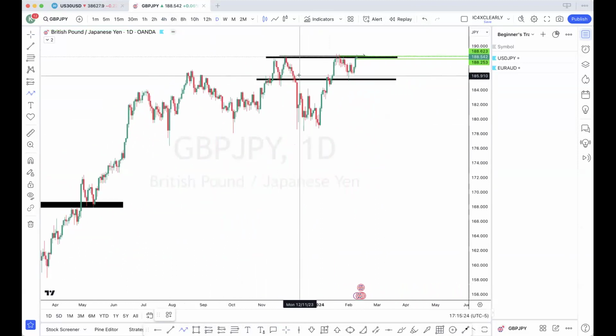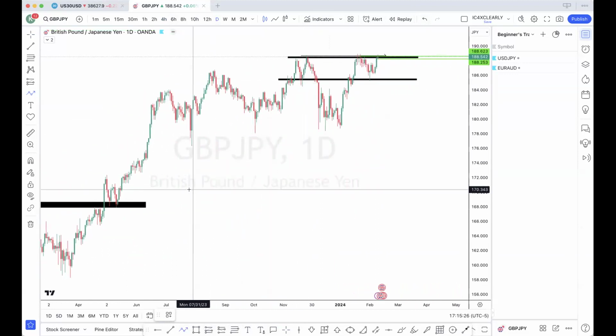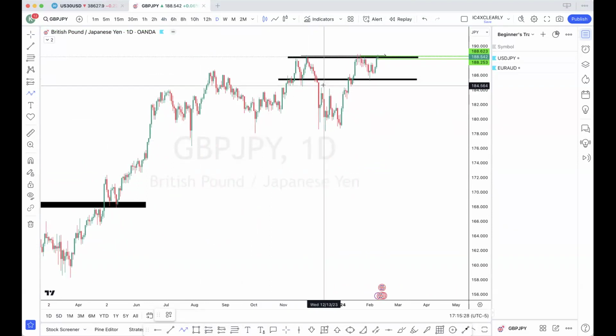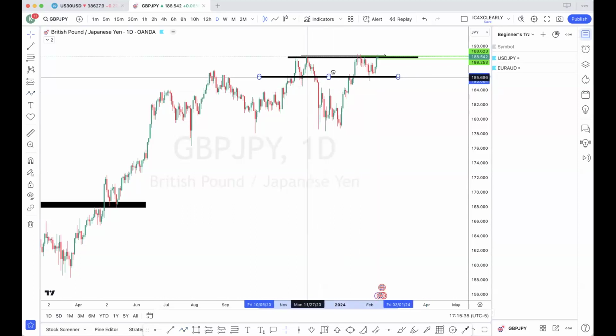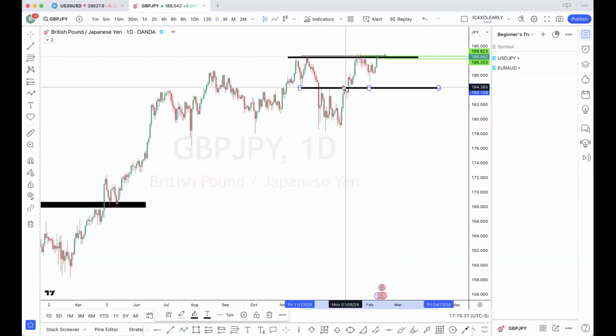You can actually find on the daily, you can find it where price is currently located. So for instance, right here, this was a strong key level. So price pushed up, pulled back, and pushed up. Now we're on the daily.